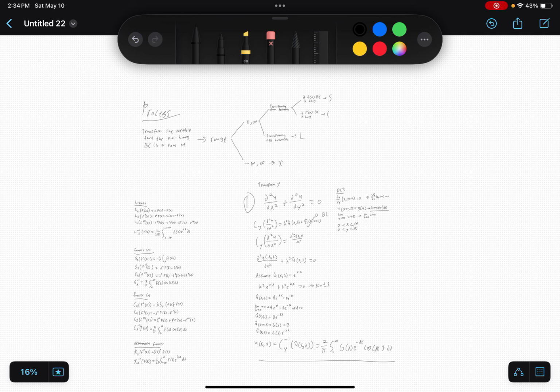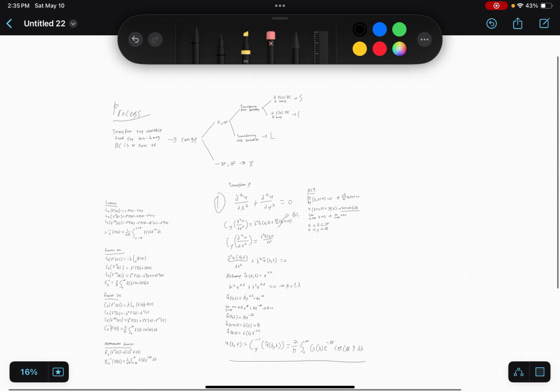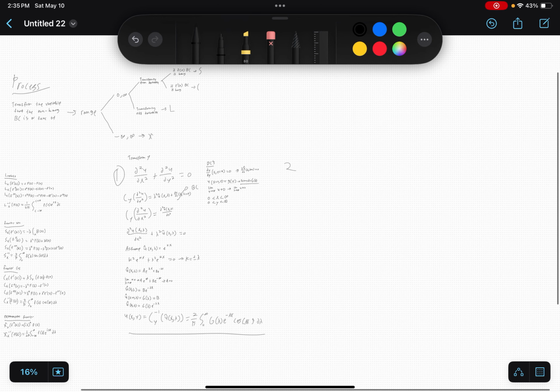So let's do another one. Is this a good one? This one's a little boring. What about this one? Well, they're all kind of boring after you know how to do them, actually, so we might as well just do this one. Okay. Problem 2.